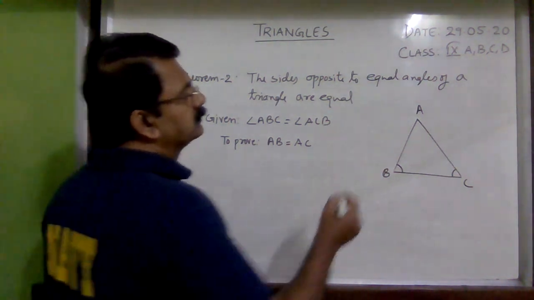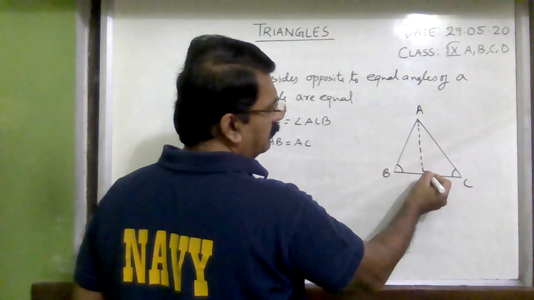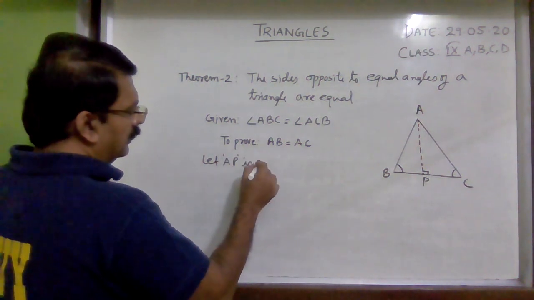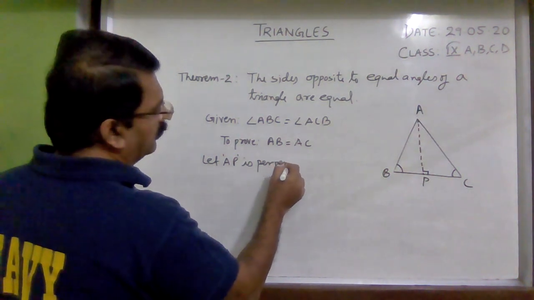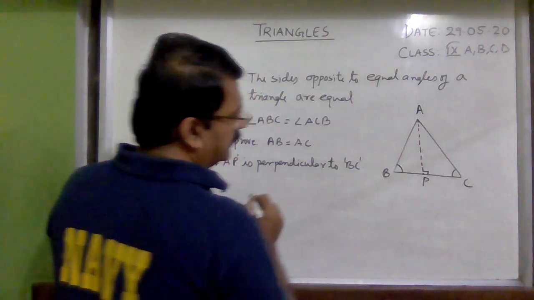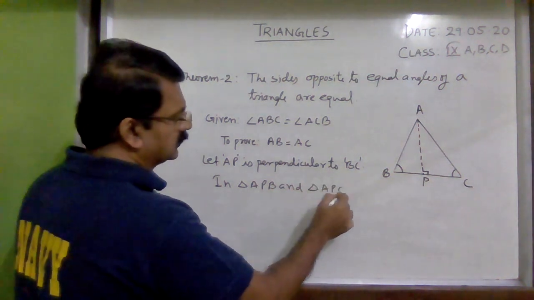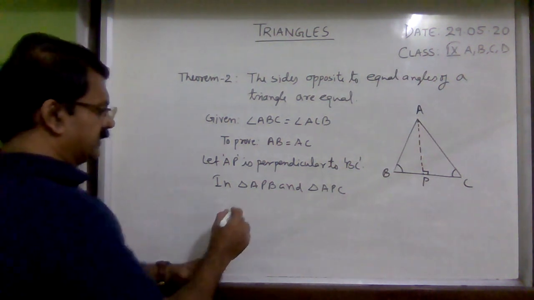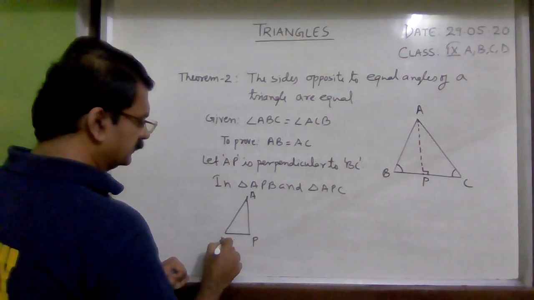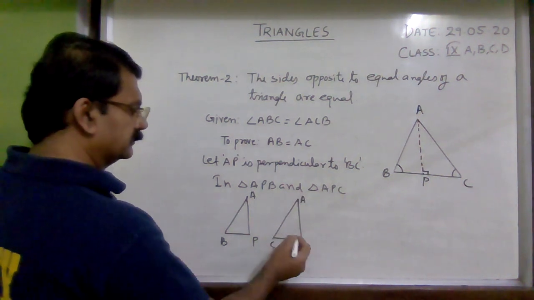So for that, you again do the same construction. From A, drop a perpendicular on BC. Let this point be P. Let AP be perpendicular to BC. In triangle APB and triangle APC, we will make these two triangles separately, APB and APC.